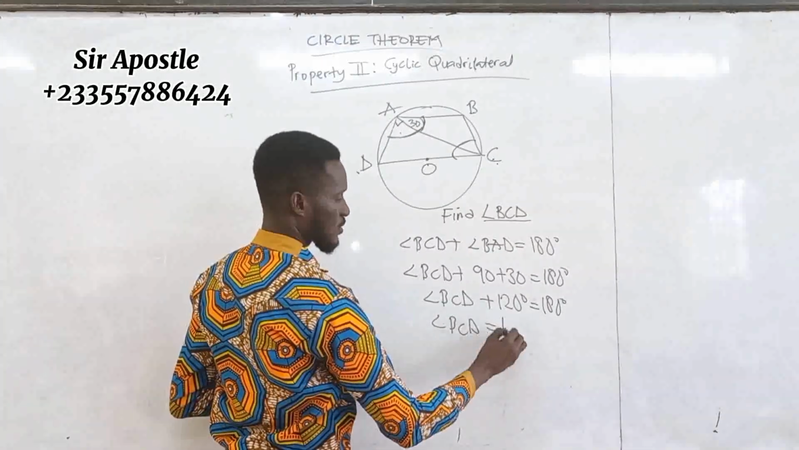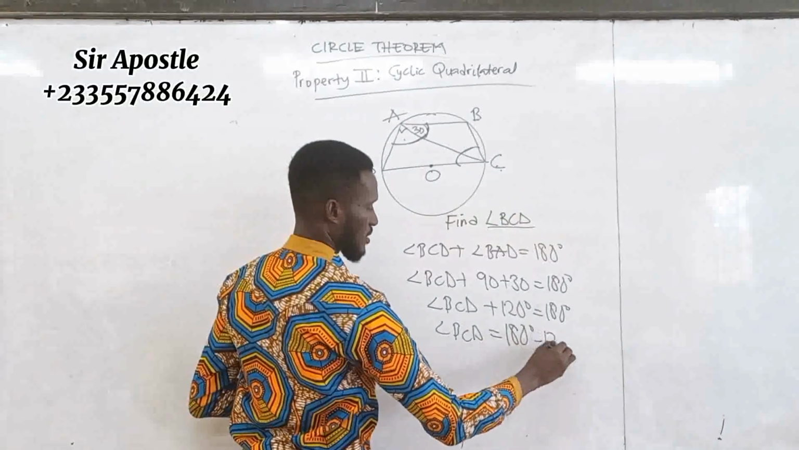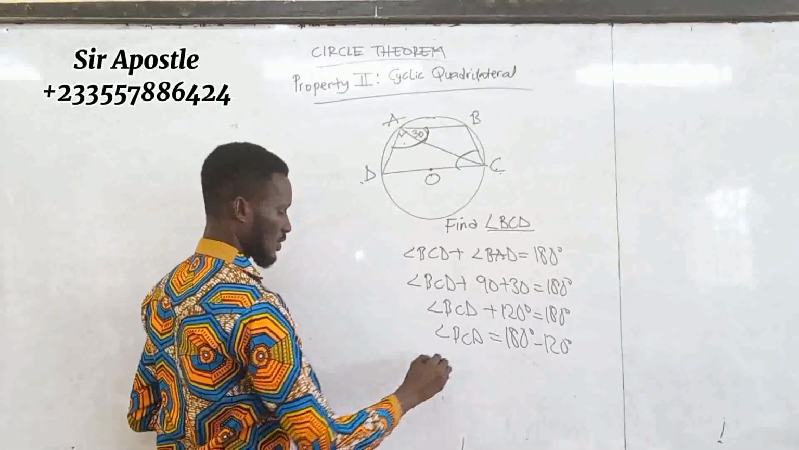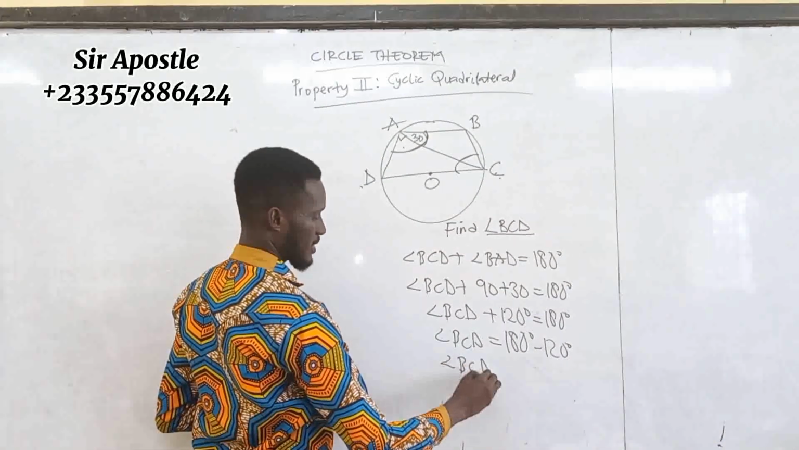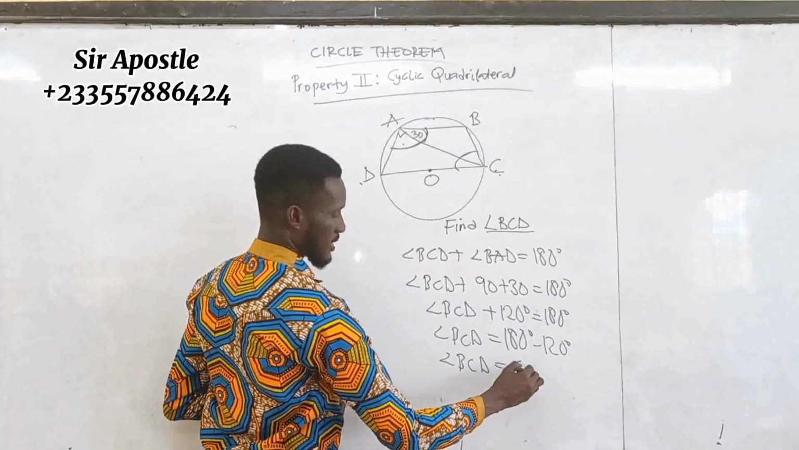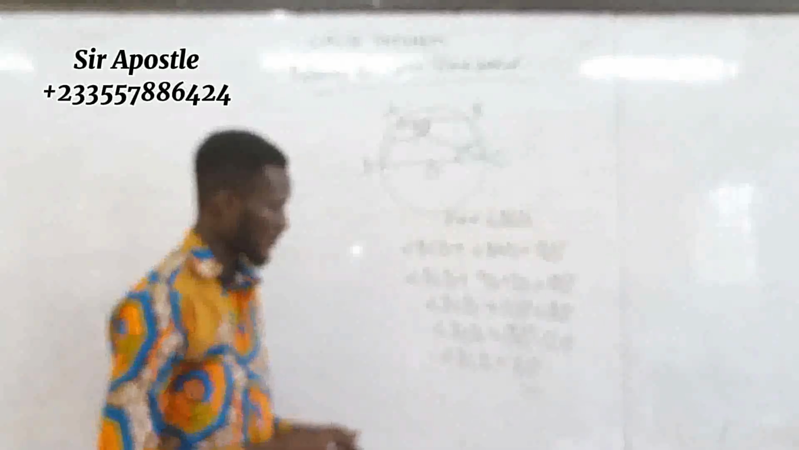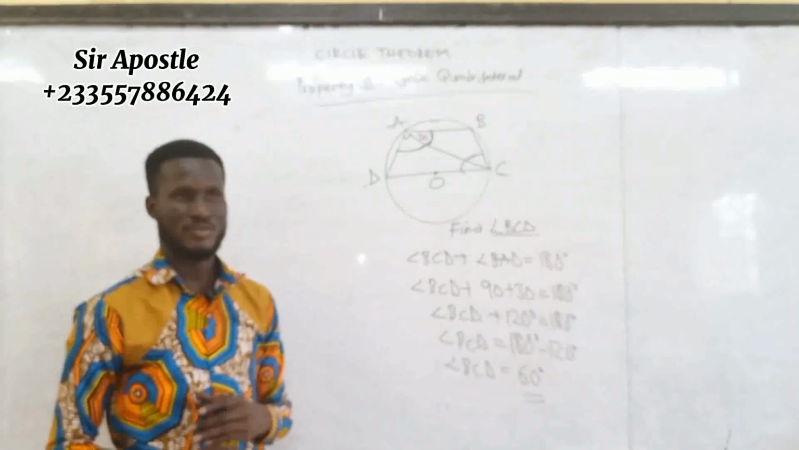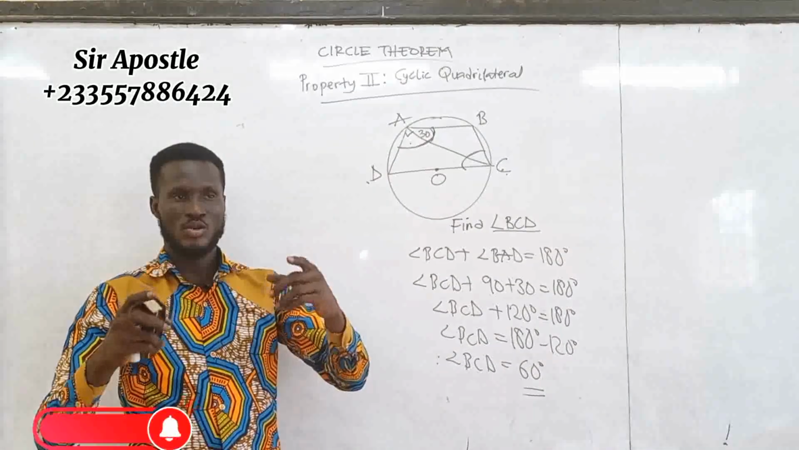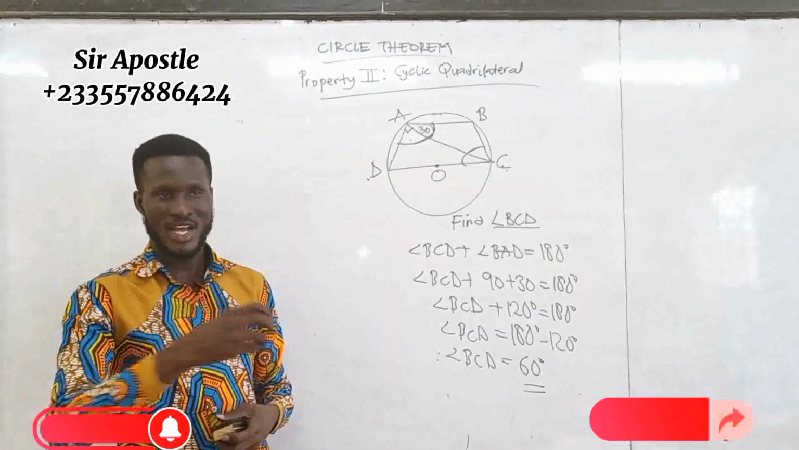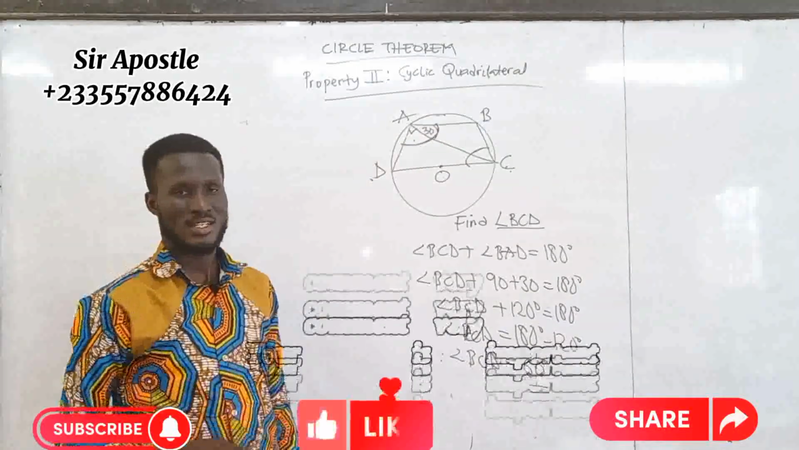Angle BCD plus 120 will give us 180. So it is very simple. Let's subtract: our angle BCD is equal to 60 degrees. Very simple.